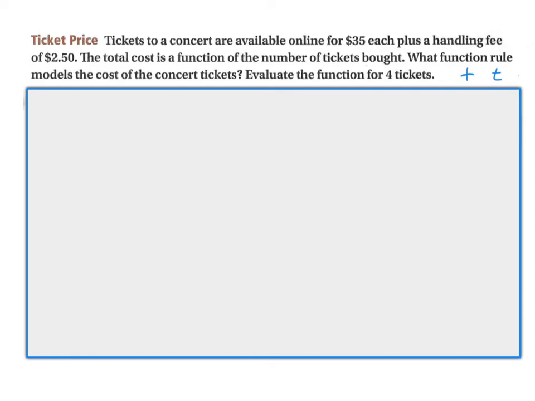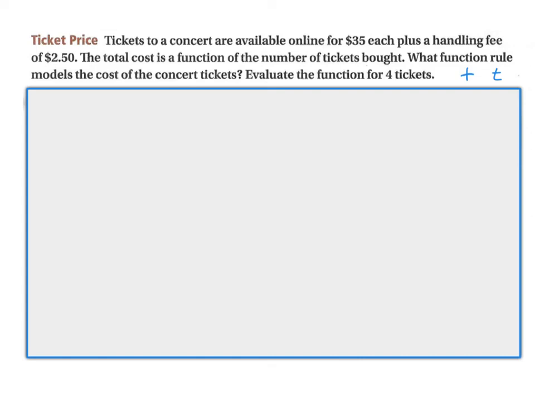It's really good to use context clues in word problems, but if your variables look like a number or like an operation sign, then it's not going to be worth anything, because I'm not going to know what you're saying. All right, so tickets to a concert are available online for $35 each plus a handling fee of $250. So no matter how many tickets you buy, you have to pay a $250 handling fee. Not per ticket, just an overall fee.